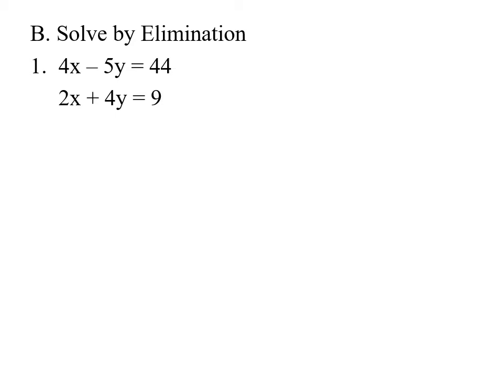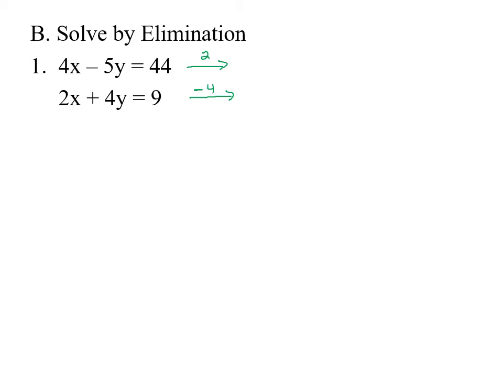And so if you'll notice, the 4 and the 2 in front of the x's are both positive. What I could do is take the 2 from the bottom equation and put it on top, and the 4 from the top equation and put it on the bottom. And that's the numbers that I multiply the equation by. One of them has to be negative, so I'm going to make the 4 negative so that when I add the equations together, they'll cancel.